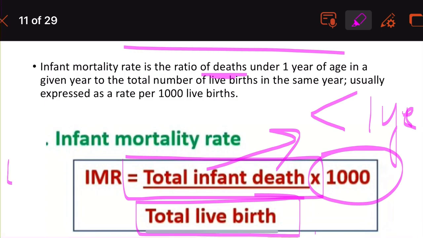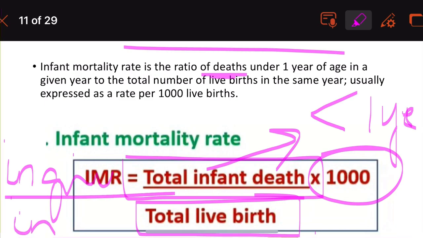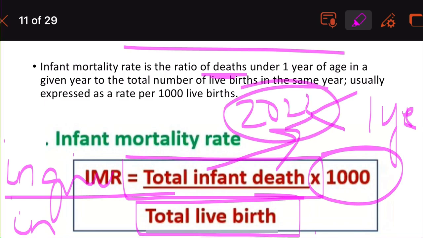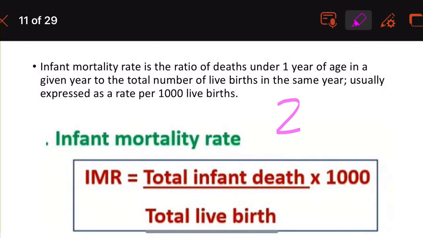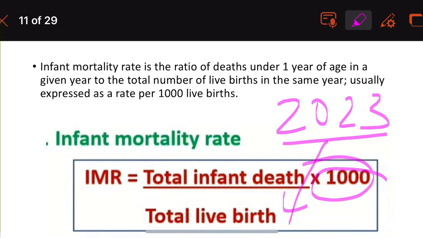So you see here, it is in a given year, in the same year you're considering. Now we are considering 2023. So now we are considering the total infant deaths of that year divided by the total number of births which occurred in 2023 per 1000 population. So we see here, expressed at the rate of 1000 live births.